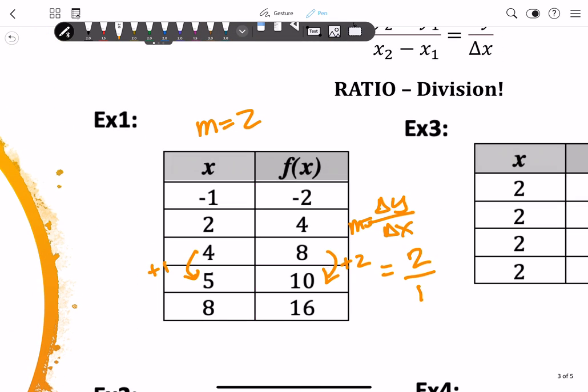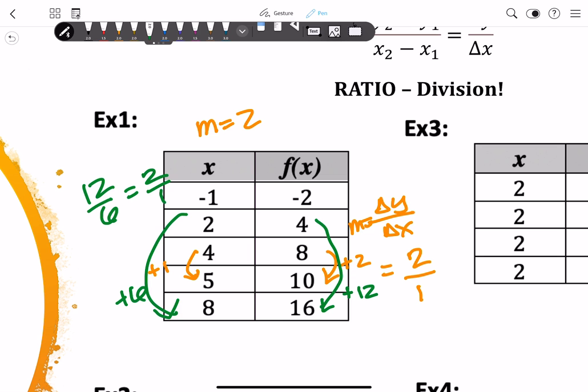All right, now here's the deal. You could have used any pair and it still would have given you that. It didn't even have to be next to each other. You could have picked 4 to 16, and that's plus 12. And from 2 to 8, that's plus 6. Well, 12 over 6 simplifies to 2 over 1. It doesn't matter, as long as it's a linear function, it'll work.